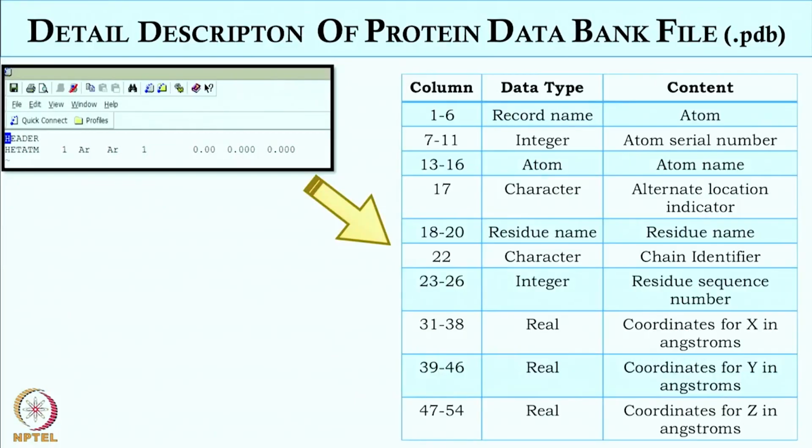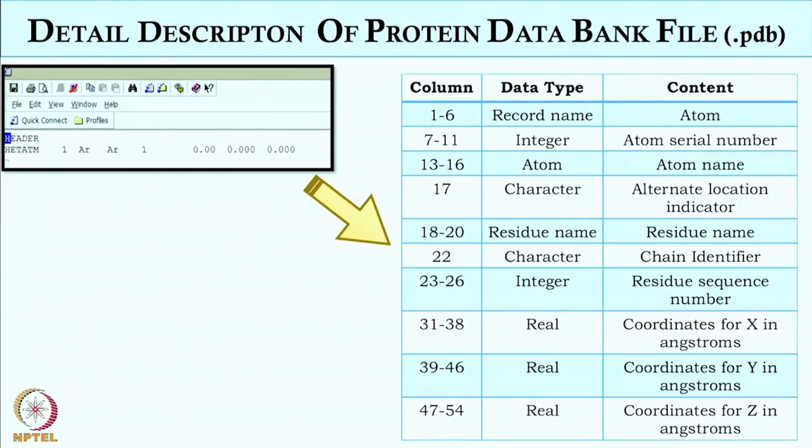Here, columns 1 to 6 represent the record name of the atom. Columns 7 to 11 are an integer, the serial number of the atom. Since it is a monoatomic molecule like argon, there will be only one serial number. But if you have water or CO2, then it will have oxygen and 2 hydrogen sites, so there will be 3 separate lines for each atom. And columns 13 to 16 are the atom name for each molecule. Since here we are dealing with liquid argon, the atom name is AR, that is argon.